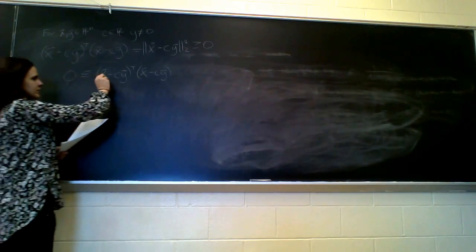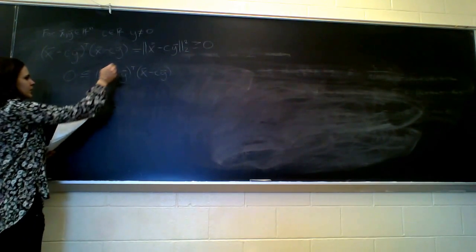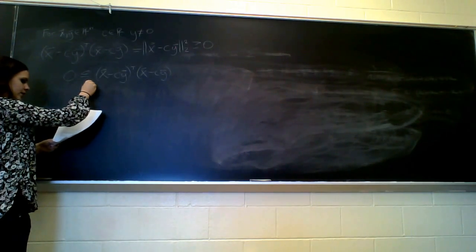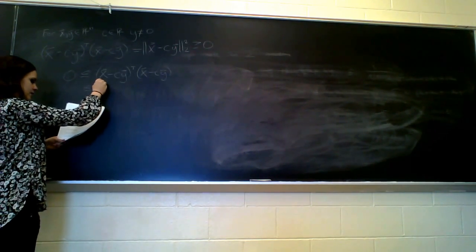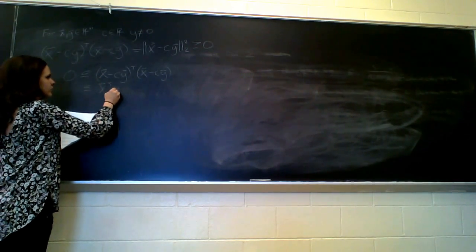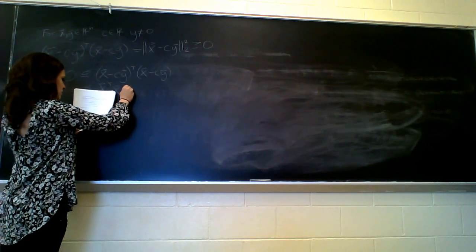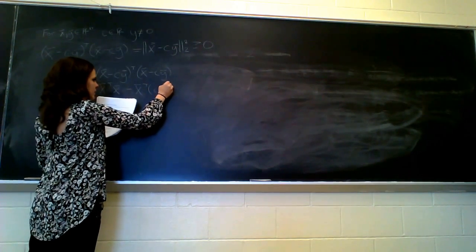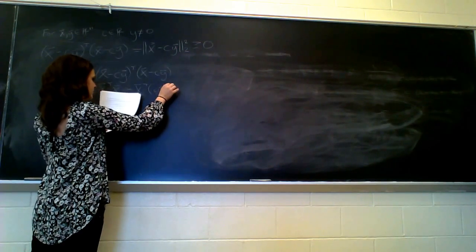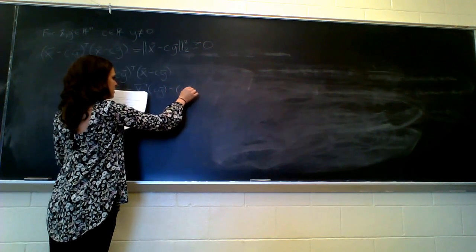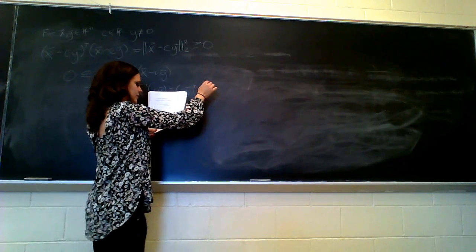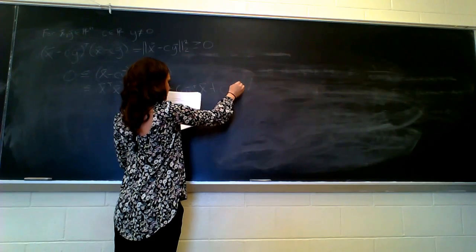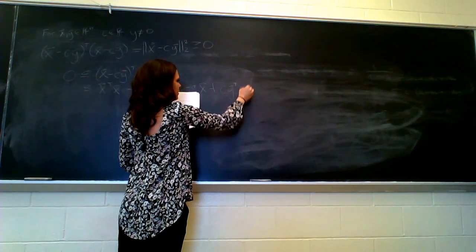So now what I'm going to do is go ahead and multiply all of this out. The transpose would come to each of these in here. And when we multiply it all out, we get x transpose x minus x transpose cy, then minus cy transpose x plus cy transpose cy.